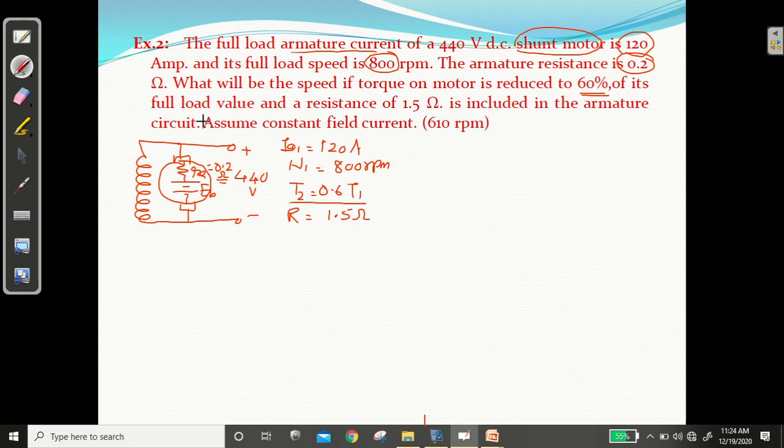Again, this is a problem of armature control. Assume constant field current. जरूरत भी नहीं था, दिया है तो ठीक है. इसका मतलब है assume constant field current मतलब क्या है? Field current IF2 equal to IF1. इसका मतलब है phi2 equal to phi1. In case of shunt motor, flux will always be constant जब तक आप इसमें कुछ चेंज नहीं कर रहे.